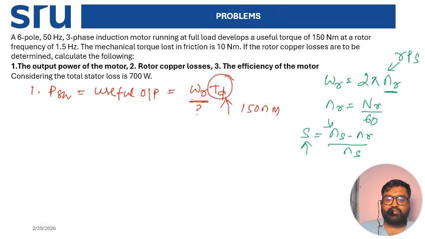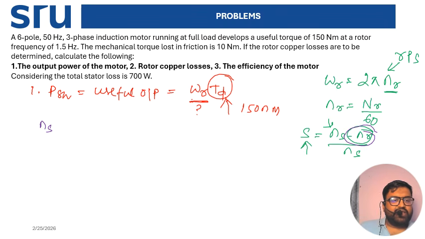Then only this factor we can compute. But how to compute this factor? This is the point I want to explain. First, we need the synchronous speed, that is Ns. How do we compute that?